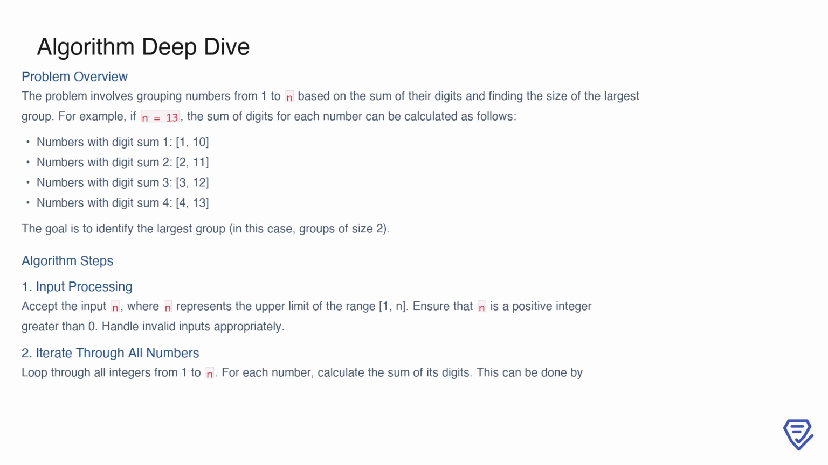This process results in groups such as 1 and 10, 2 and 11, 3 and 12, and 4 and 13, each corresponding to a distinct sum of digits. Among these, all groups have a size of 2, making 2 the size of the largest group. To achieve this, we'll first process the input to ensure it's valid, then iterate through numbers from 1 to n, calculating the digit sum for each number. Let's now understand how this iteration and grouping process works.